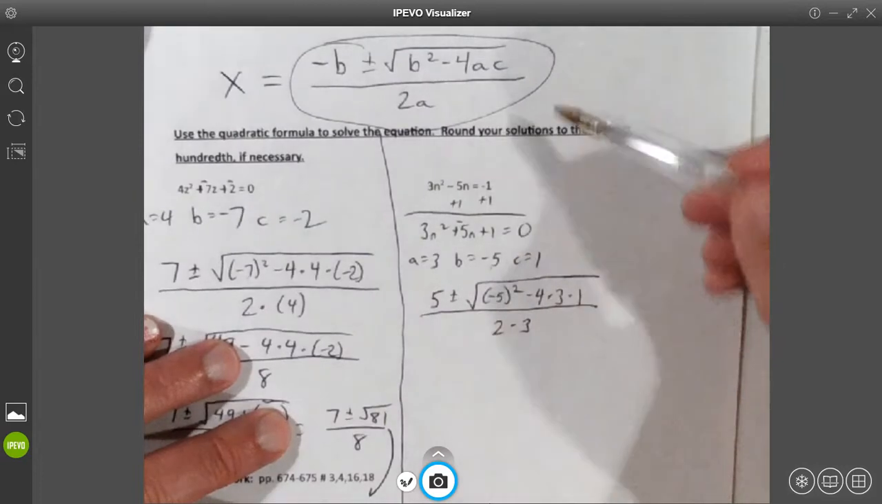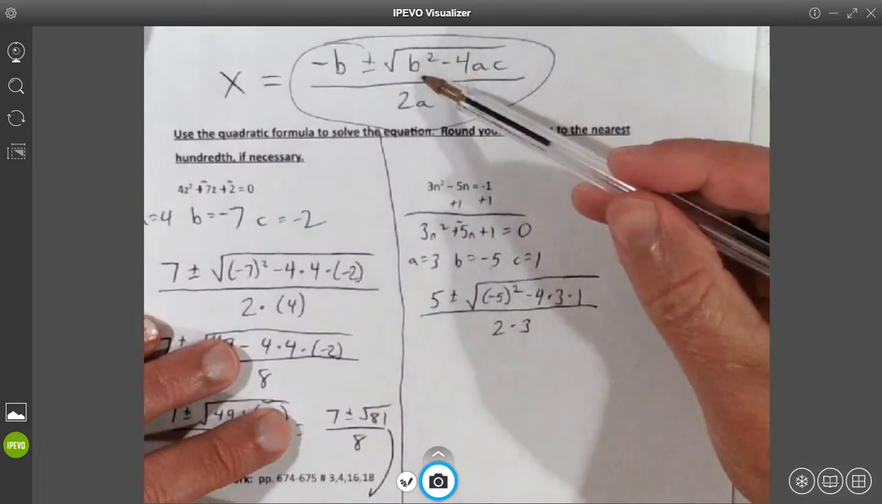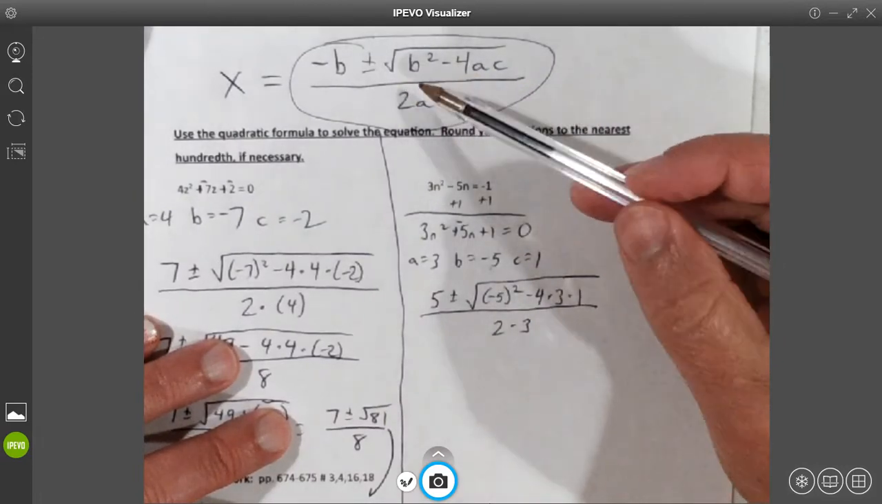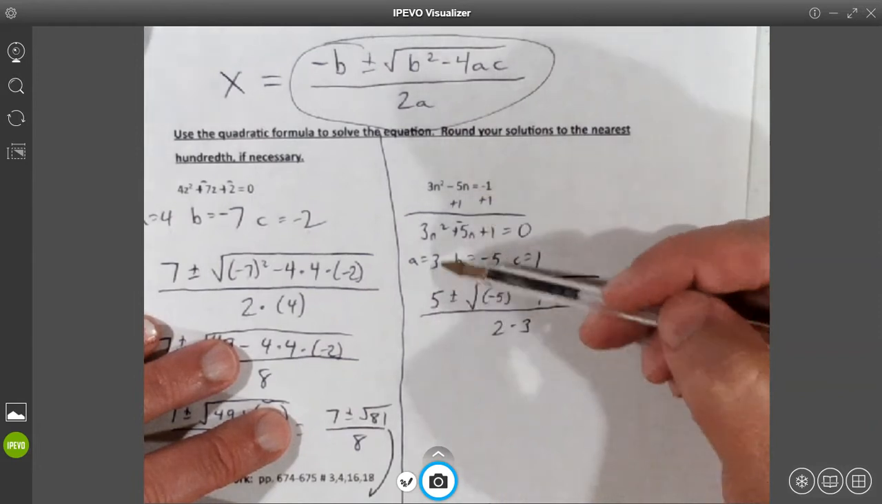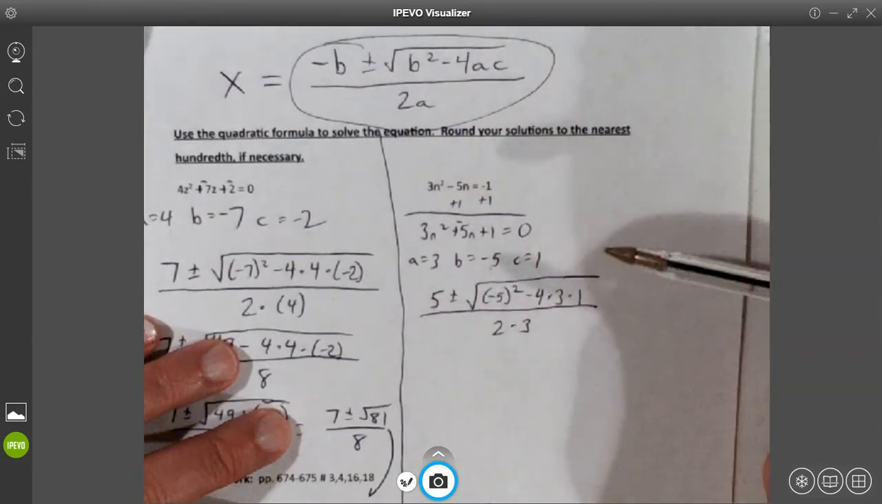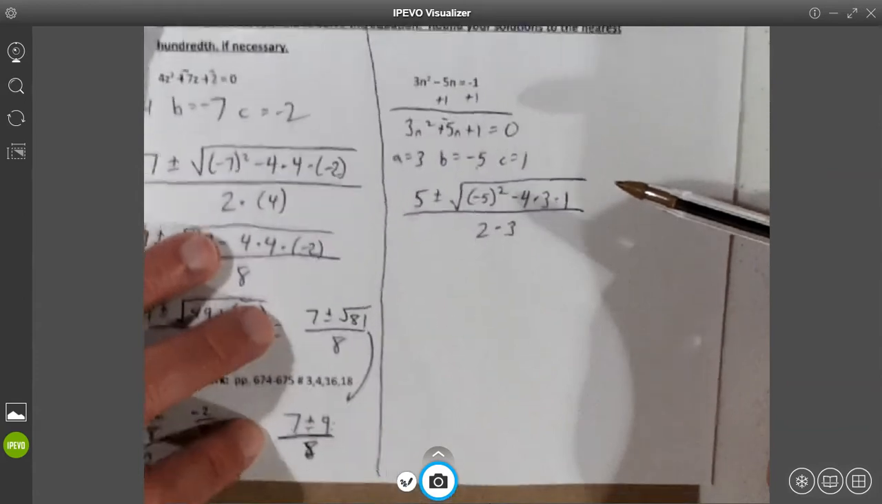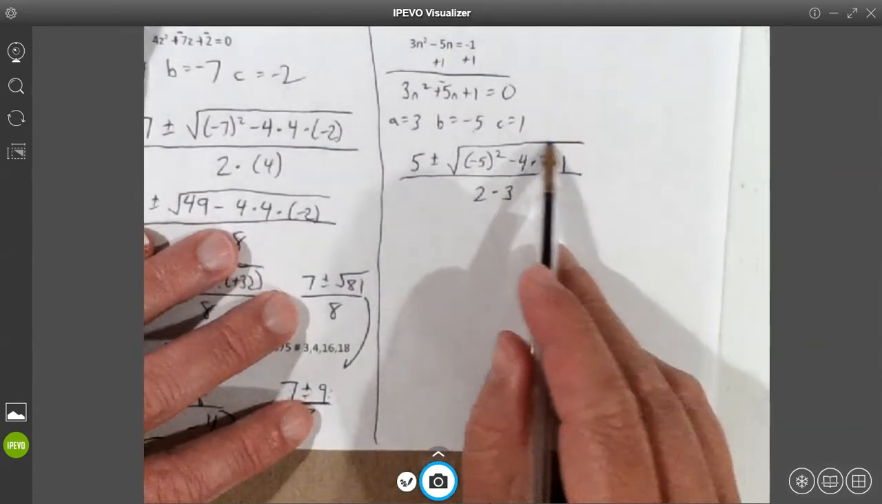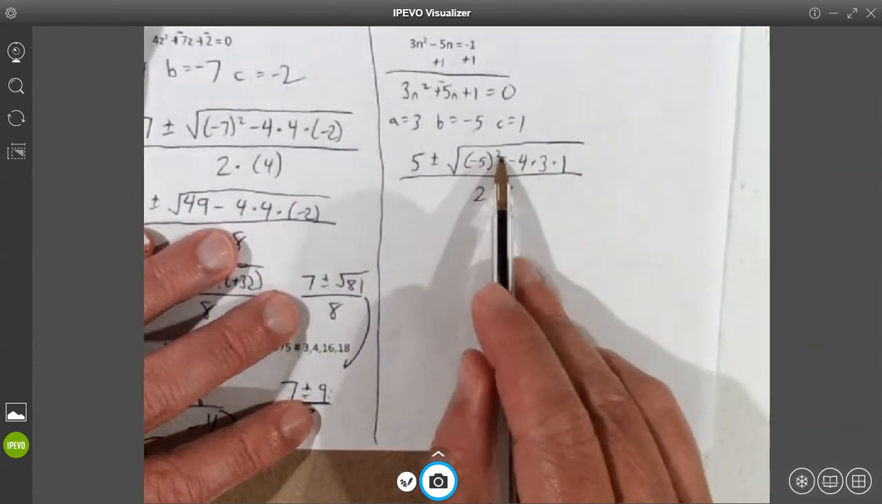So again, all I've done in this first step is take my quadratic formula and replace A, B, and C with the values that I got from this equation. And now let's do some order of operations. So I want to work under here first. I want to do that exponent.